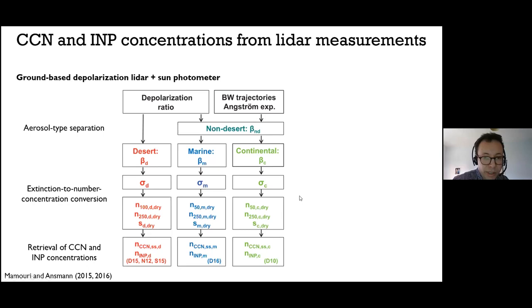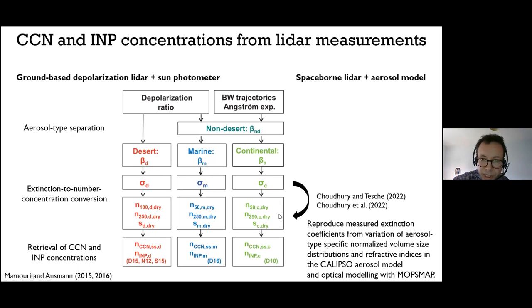If we want to do this from space with Calypso observations, we need to change something here, because we don't really have this AERONET information or the sun photometer information. And my student Gautama Chaturi has developed this methodology where the normalized size distributions in this Calypso aerosol model are basically scaled in a way that they can be used to reproduce the measured extinction coefficient using this MOPSMAP scattering model. But what it means in the end is that we have a consistent methodology using the spaceborne LiDAR observations and the related aerosol model to now retrieve these CCN concentrations.